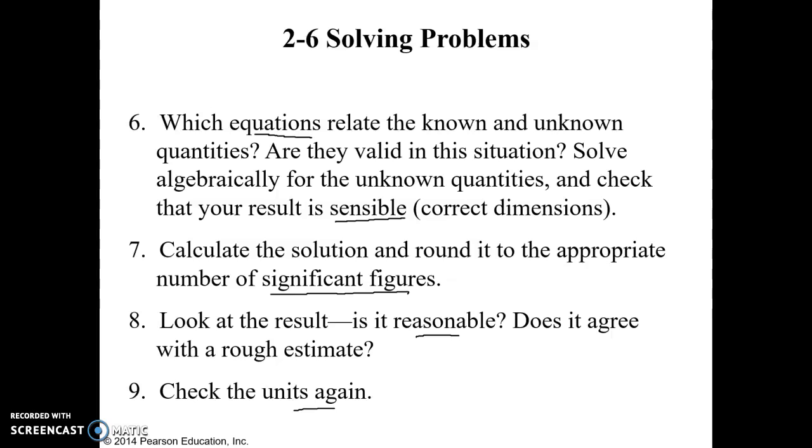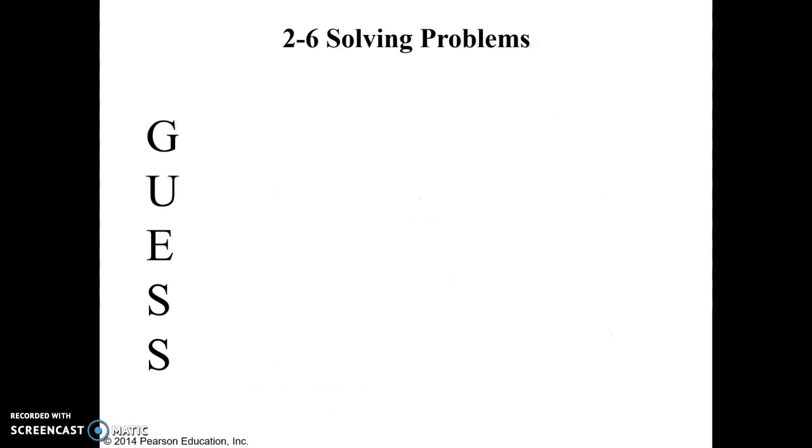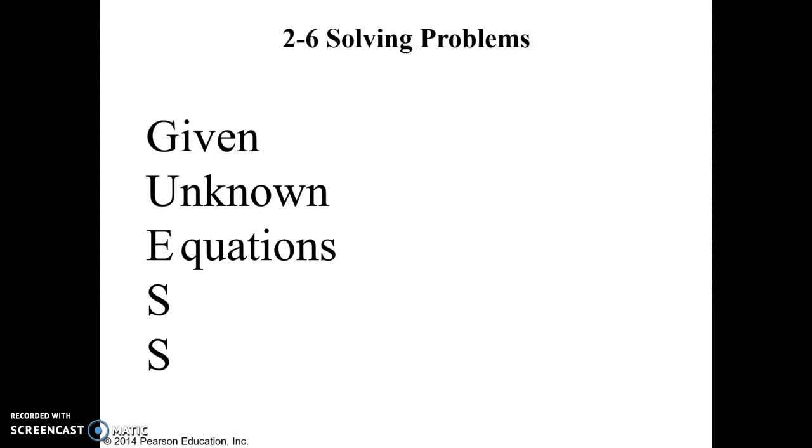Now that's the 9 steps from the book. Here's my own 2 cents. I picked this up a while ago, and it is the GUESS method when solving a word problem. Write out what is given. Write out what the unknown is. Find the correct equation that you want to use. Substitute the variables into the equation and solve.